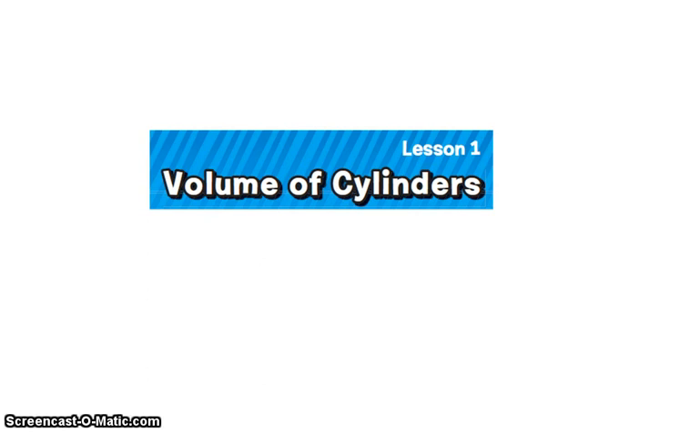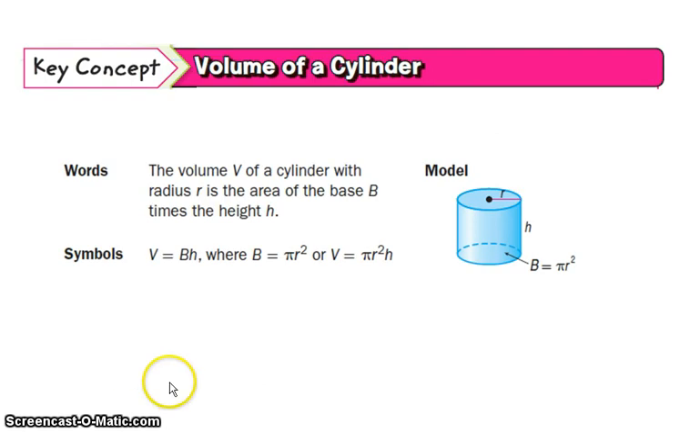This lesson is on volume of cylinders, and we're going to take what we learned from last lesson, finding the volume of prisms, and apply it to this lesson right here, volume of cylinders. It's the same thing as what we did the previous lesson. As you can see, we have our generic volume formula. It looks the same: area of the base times the height.